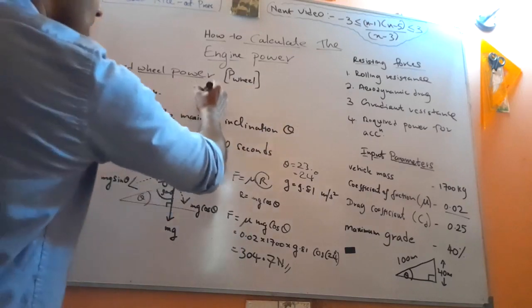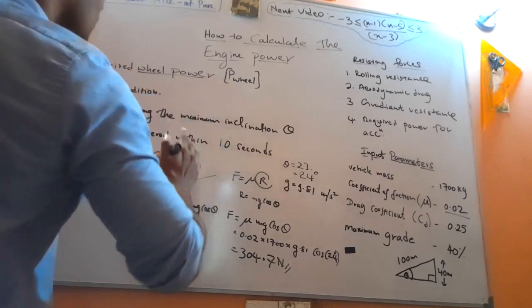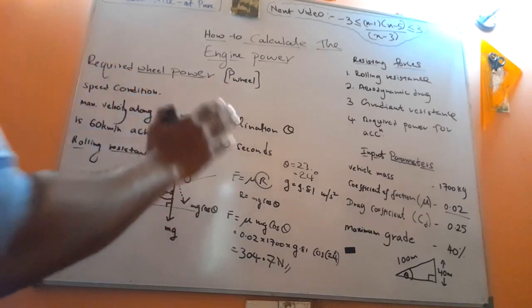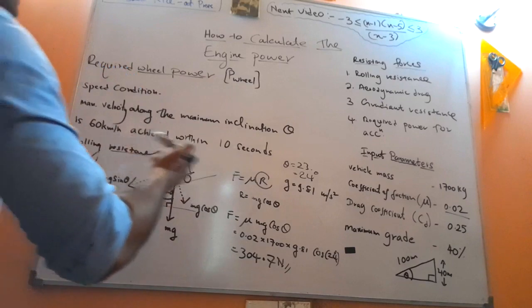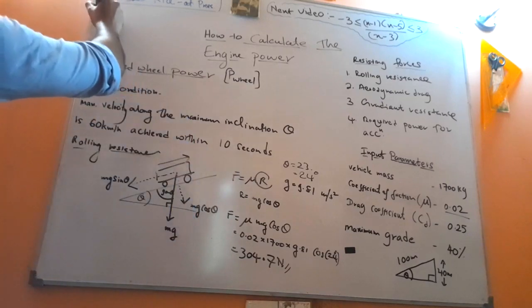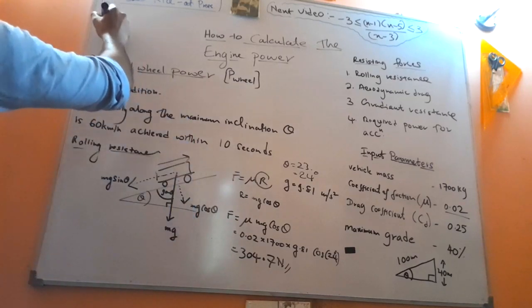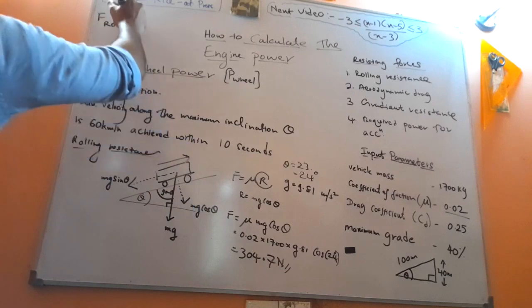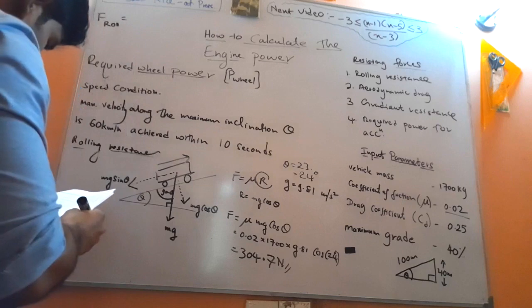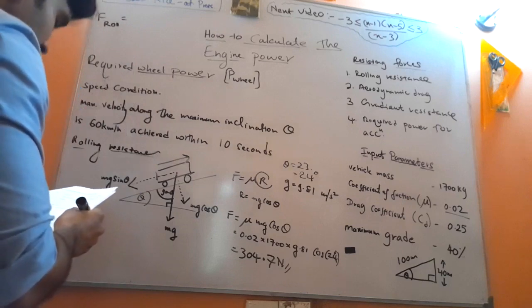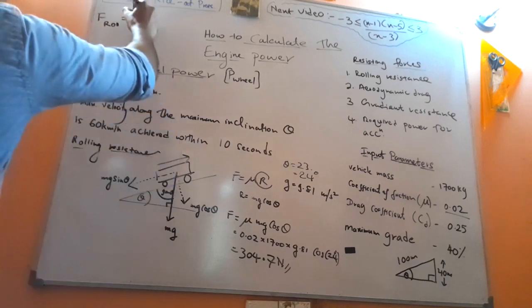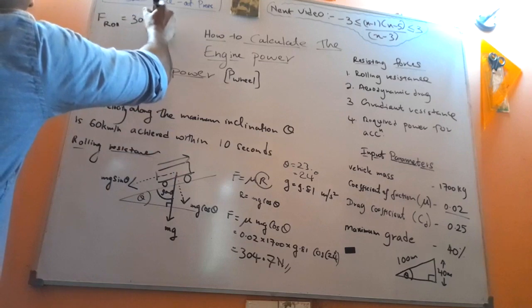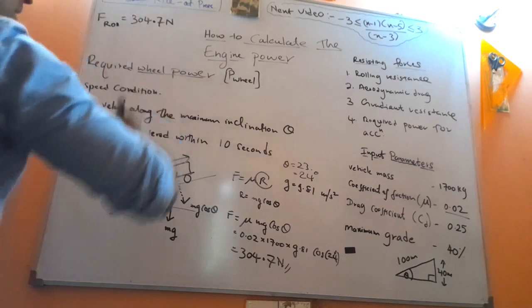So Fr, the rolling resistance, we know now. All the obtained answers we will write somewhere, I think that will be better. Let's say Fr, or F rolling resistance, is 304.7 newtons. Check the answers. Right, okay.